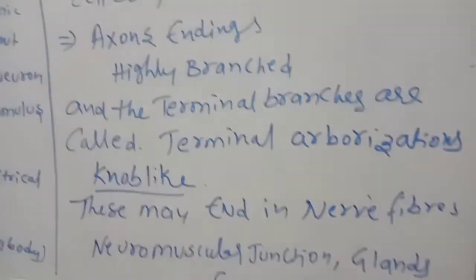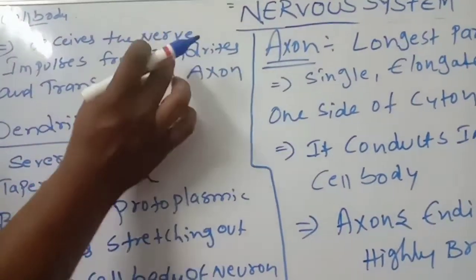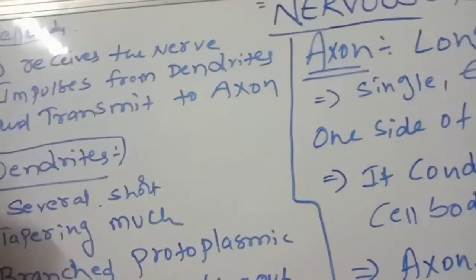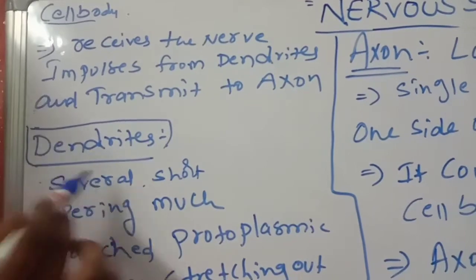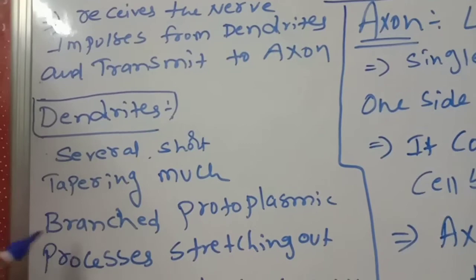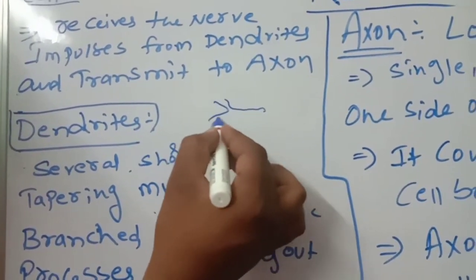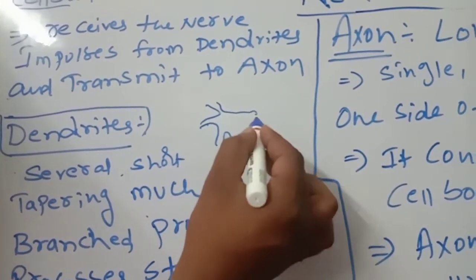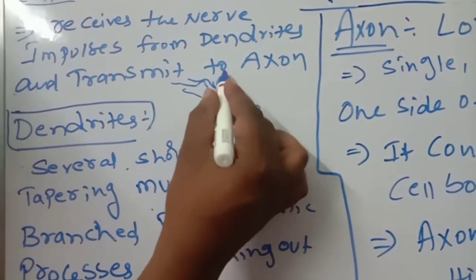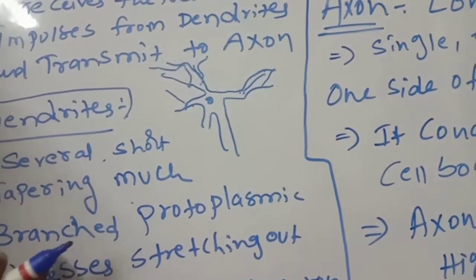Once we are discussing the cell body, the cell body receives the nerve impulse from dendrites and transmits it to the axon. Then the dendrites: these are several short, tapering, much branched protoplasmic processes. Suppose this is the cell body with a nucleus. These are dendrites, and they are much branched.